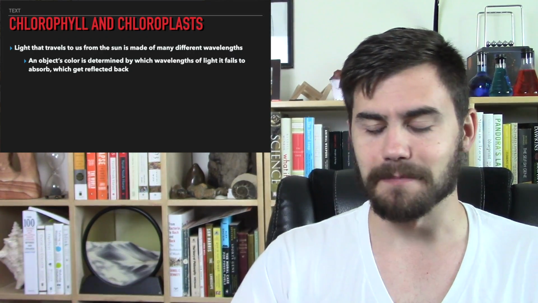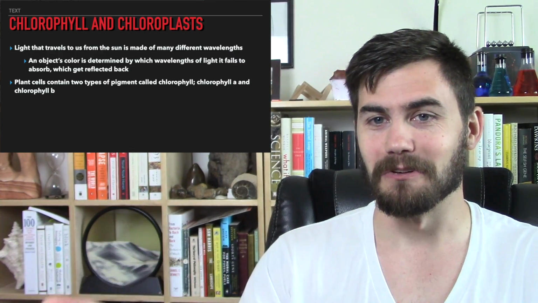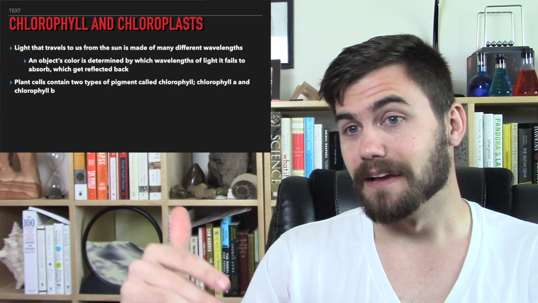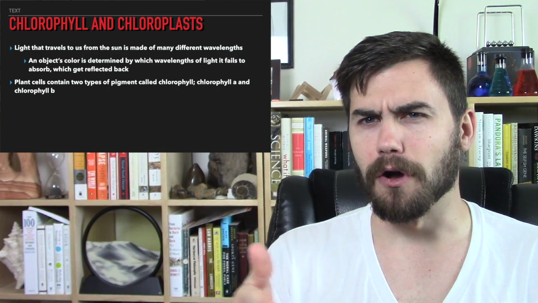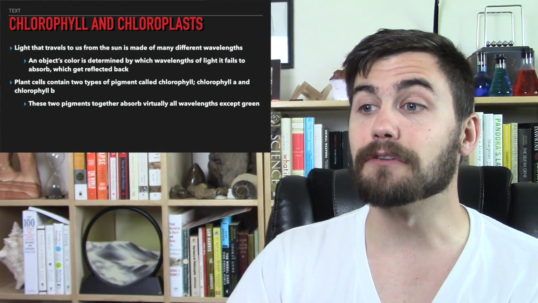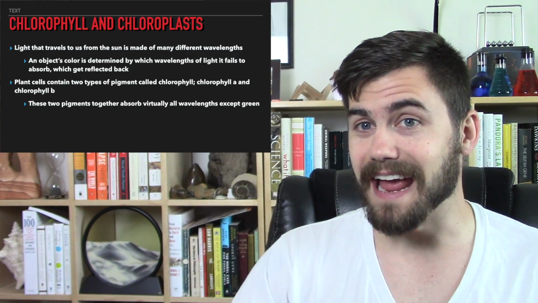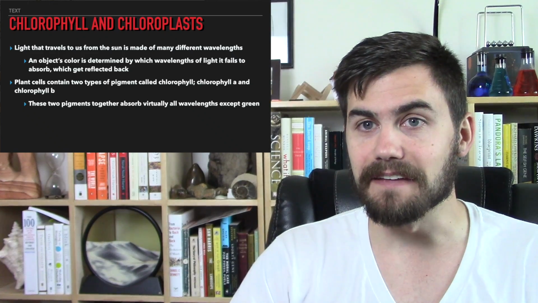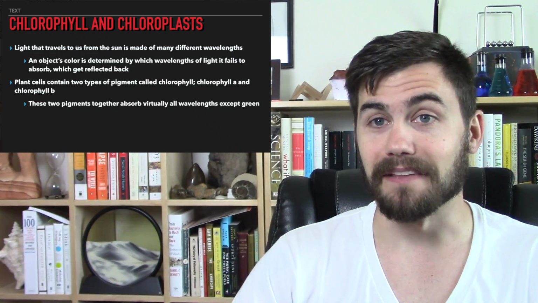Now, there are some weird exceptions to that I'm not going to get into. You can look them up. There are two kinds of chlorophyll, A and B. They don't absorb all wavelengths equally, but neither of them absorbs hardly any green whatsoever. So that is really why leaves on plants are green.